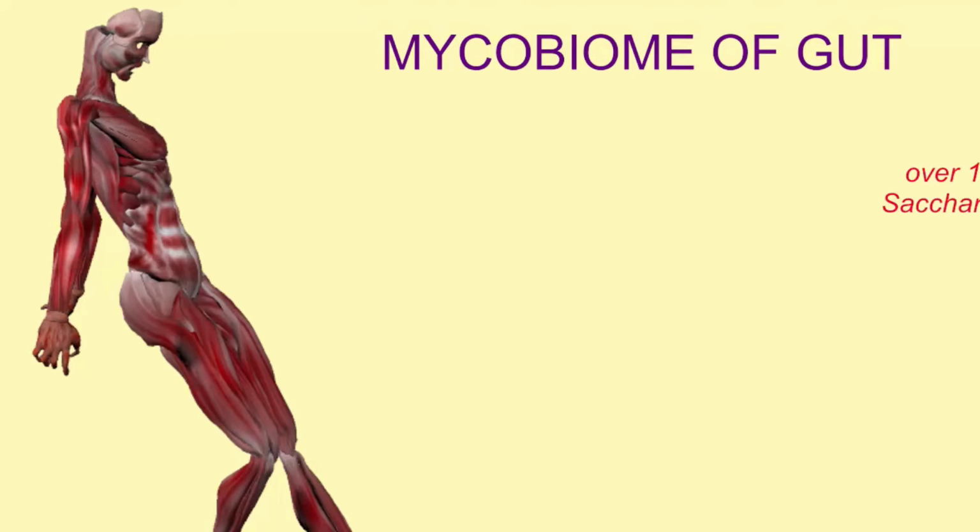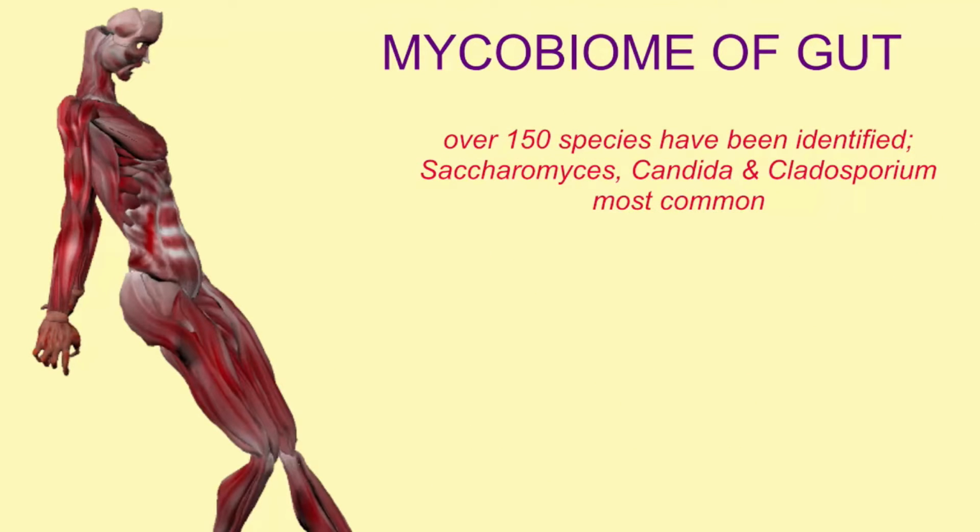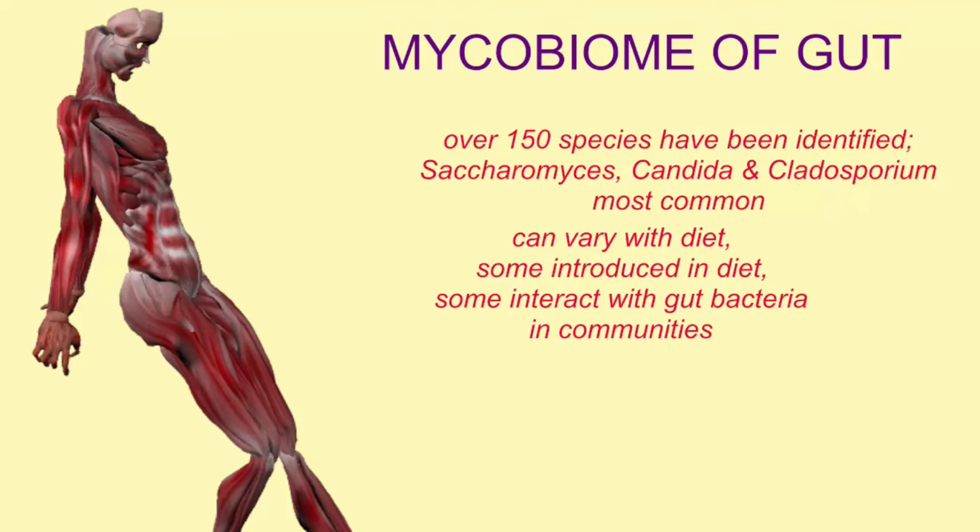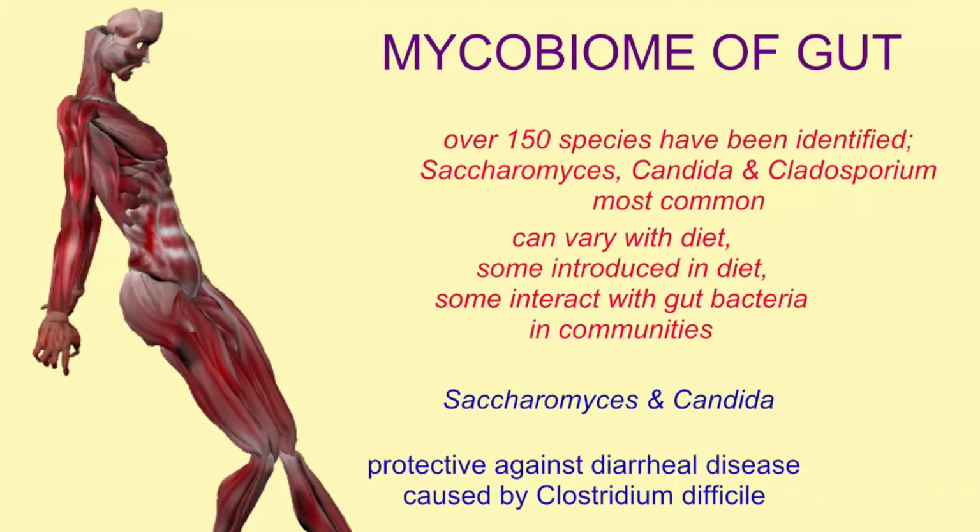Over 150 species have been identified in the gut, with certain species, including common types of yeast, being the most common. The fungi of the gut can vary with diet. Some are introduced in the diet, and some can have complex interactions with other gut microbes, such as bacteria, forming communities. Some, such as the two common yeasts here, are protective against the diarrheal disease which is caused by Clostridium difficile, more commonly known as C.